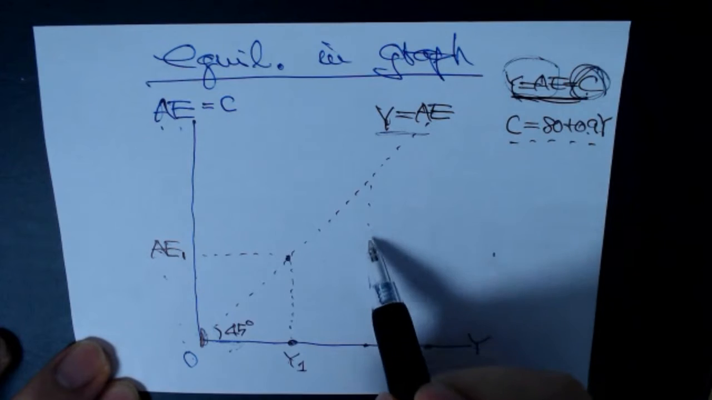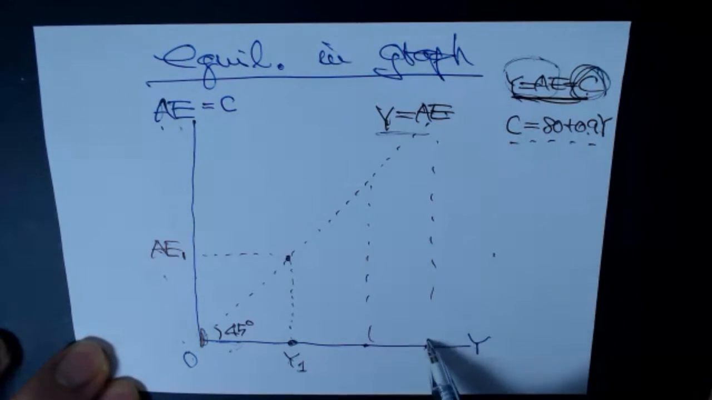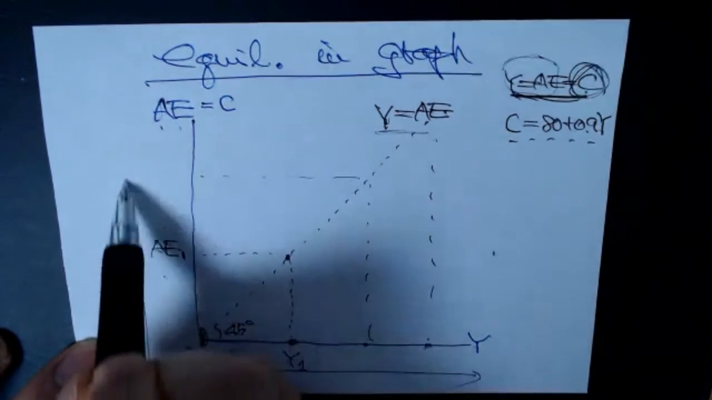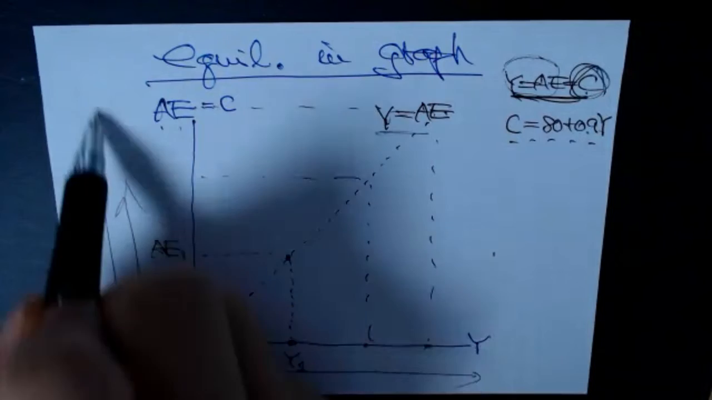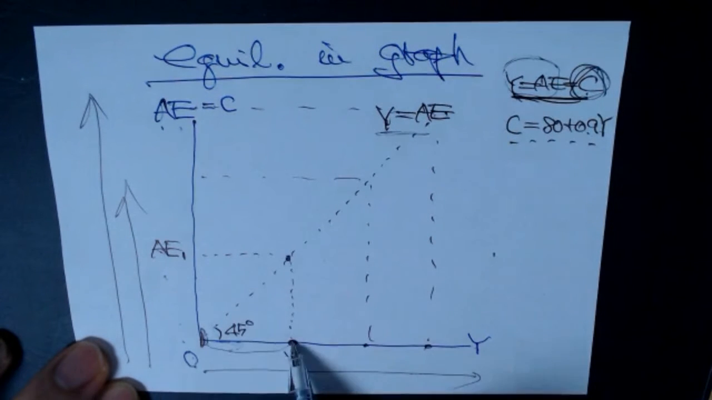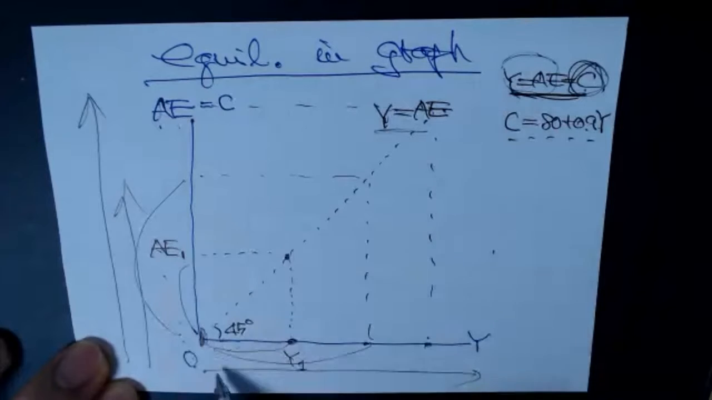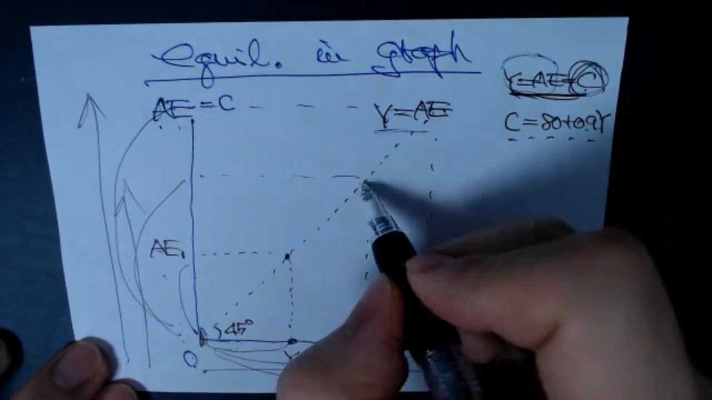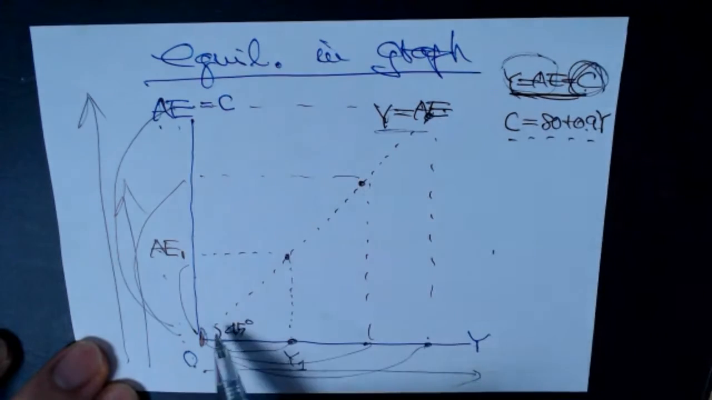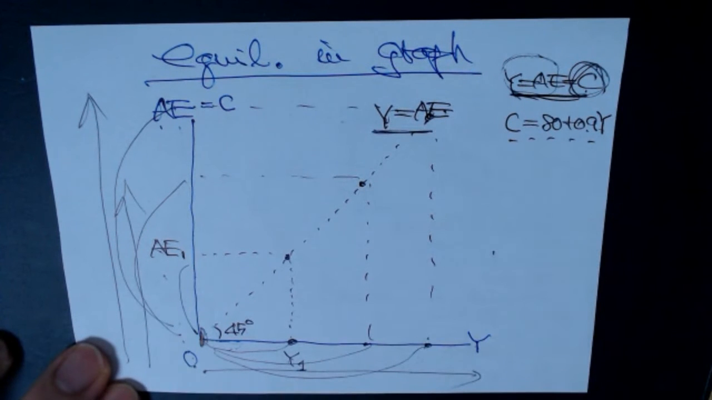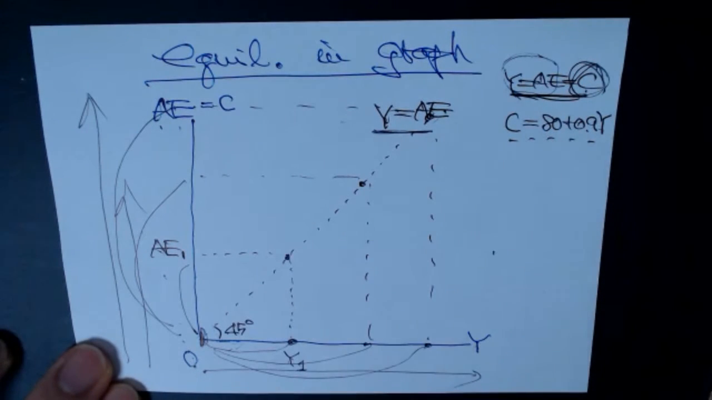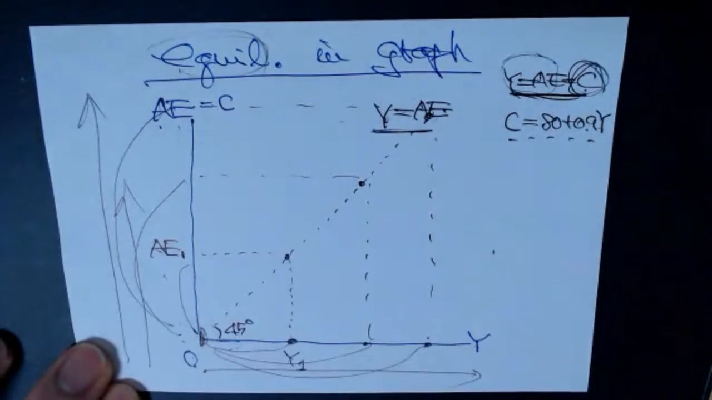Whichever point you choose, the distance from 0 to here is always equal to the distance from 0 to here. Like this, if the distance is 10, 10, 20, 20, 30, 30. No exception. Which means that all points on this 45-degree line satisfy the equilibrium condition. So any point on this black dashed line in this graph satisfies equilibrium by itself.